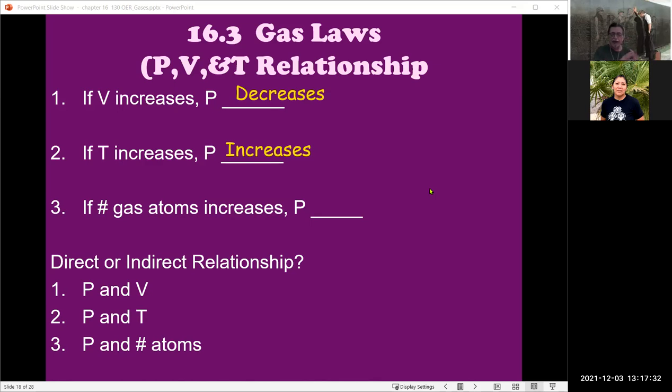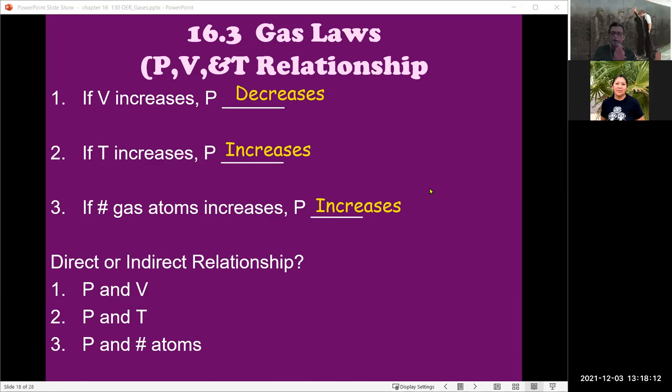Now, if the number of gas atoms increase, guess what? The pressure goes up. If your tire is at 30 PSI and you go to Circle K to put some air in there, what are you doing? You're putting air into the tire. You're putting more gas atoms into the tire. You increase the number of atoms banging up against the inside of the tire, the pressure goes up, okay? The pressure goes up. And it brings us to a description of the relationship of these variables.